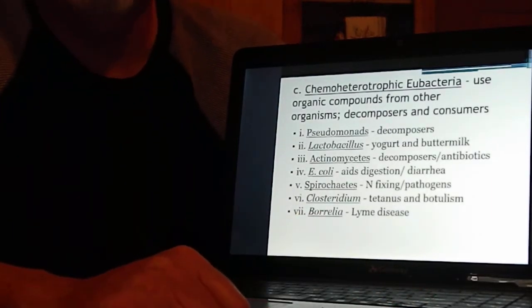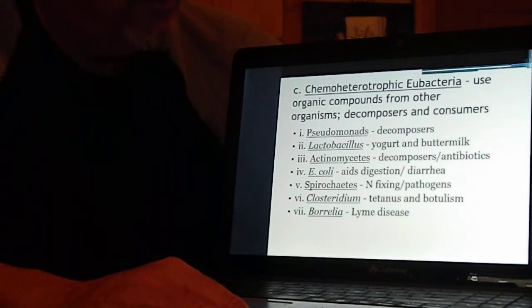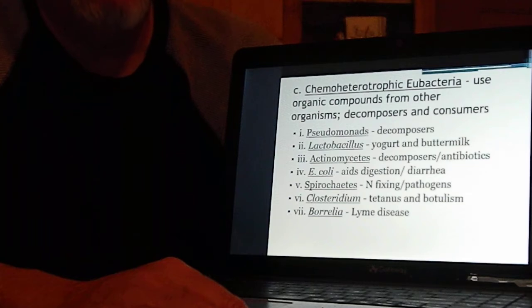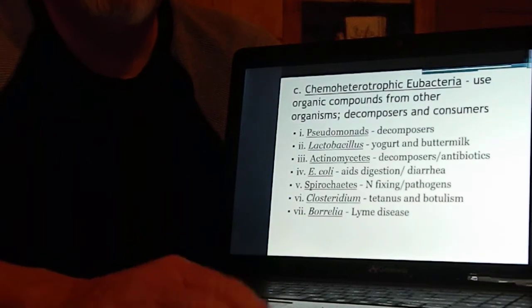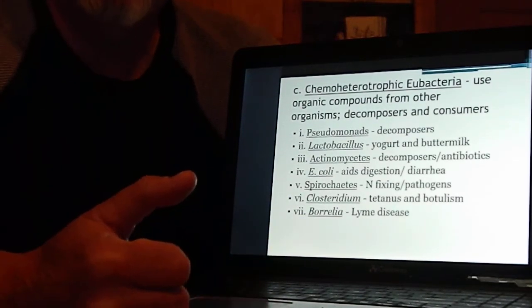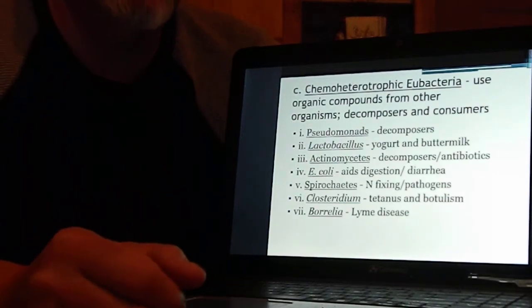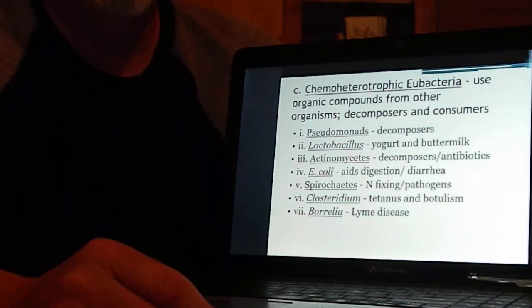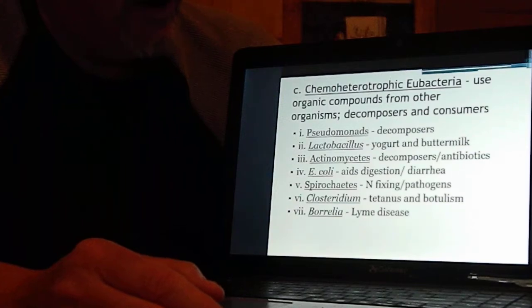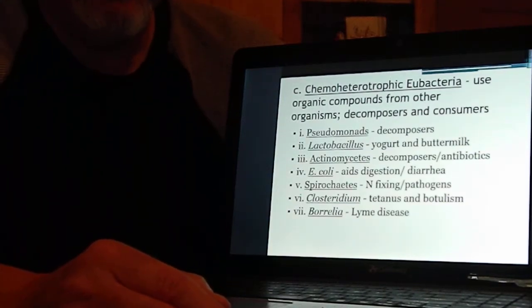And then there are chemoheterotrophic bacteria. These are bacteria that don't use light, and they can't make their own food. So they have to get their food from other organisms, and these are going to be decomposers or consumers. In the boreal forest, the coniferous forests up north and out west, where most of the trees are conifers, bacteria are the major decomposer in water and soil. You get closer, where we live, where we have mostly deciduous trees that lose their leaves, then fungi become the most important decomposer in those areas.